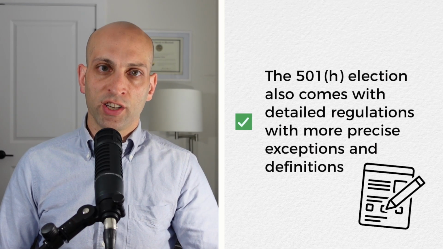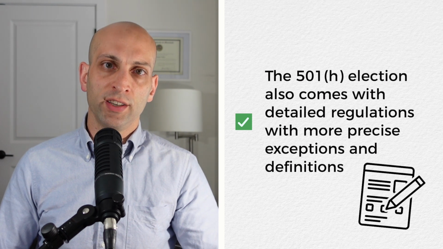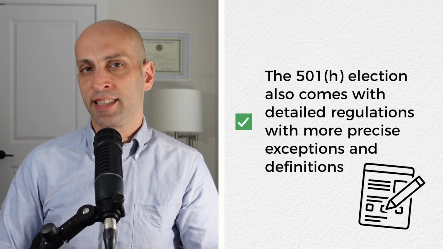The 501h election also comes with detailed regulations that have more precise exceptions and definitions. This provides a lot more certainty about whether a particular communication counts as lobbying, and most organizations consider this a good thing. And by the nature of the 501h expenditure test, you're going to have a better sense of whether the organization is at risk of exceeding the limits, which means you're a lot less likely to be surprised with a revocation of tax-exempt status.